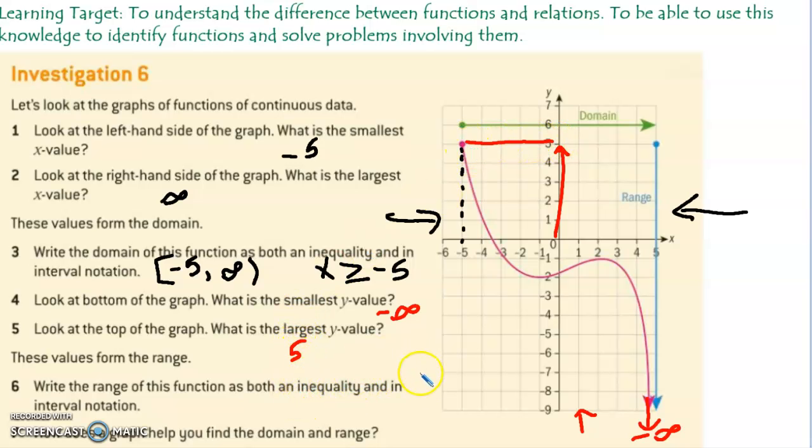So let's do the same thing. We're going to write it out in both senses. So it could either be negative infinity to 5, or it could be y is less than or equal to 5. Okay, this time because all the values are less than 5.